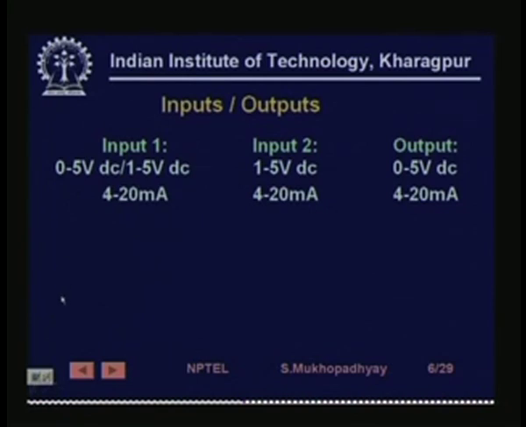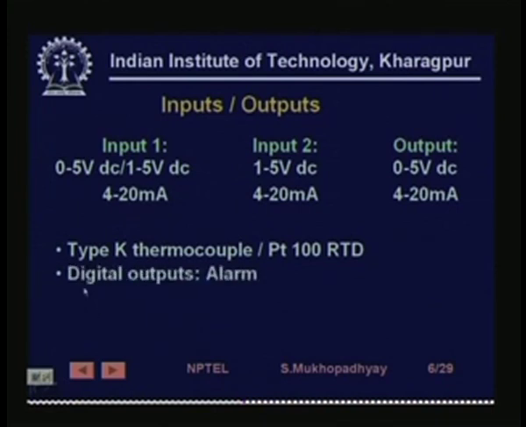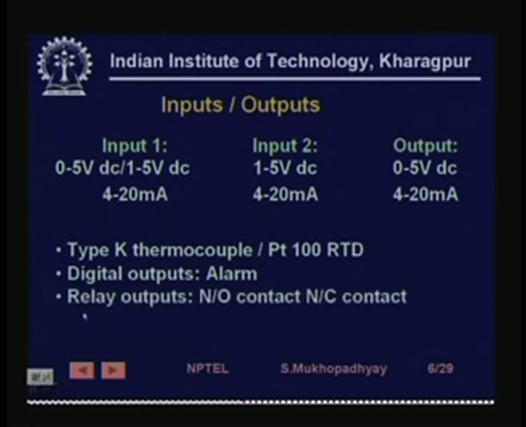And similarly, it can directly take type K thermocouple or PT100 RTDs. It can give digital alarm outputs, or it can also give relay outputs in the form of NO and NC contacts. And all these that you have are actually configurable. You can actually view the configuration, you can change the configuration and set the controller. So, this is a typical industrial PID controller.